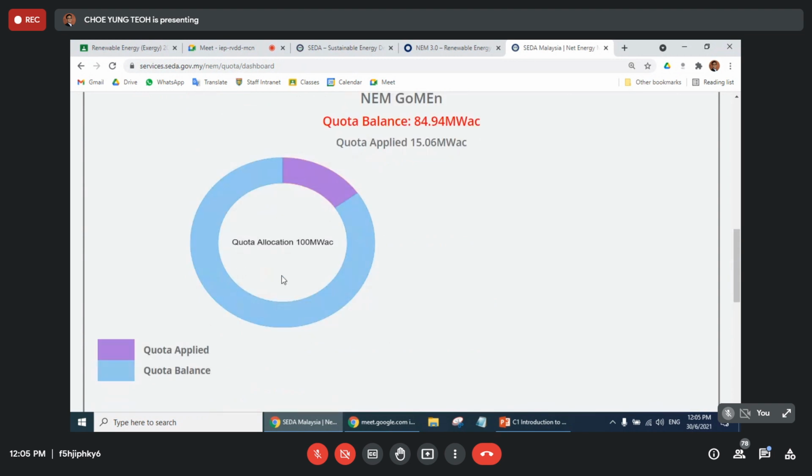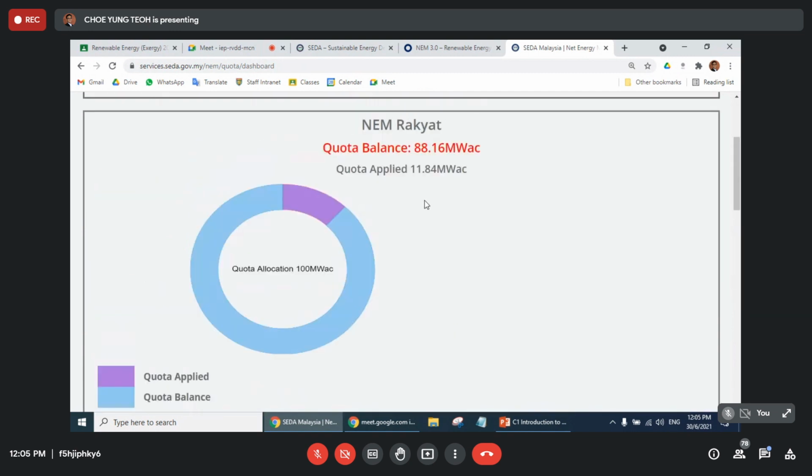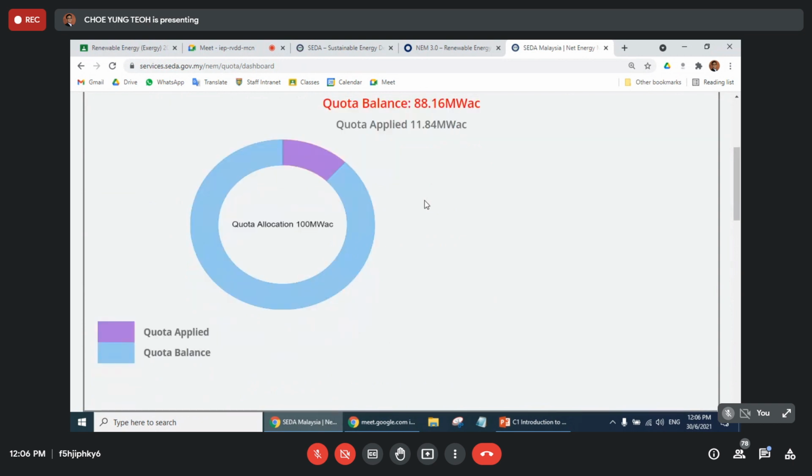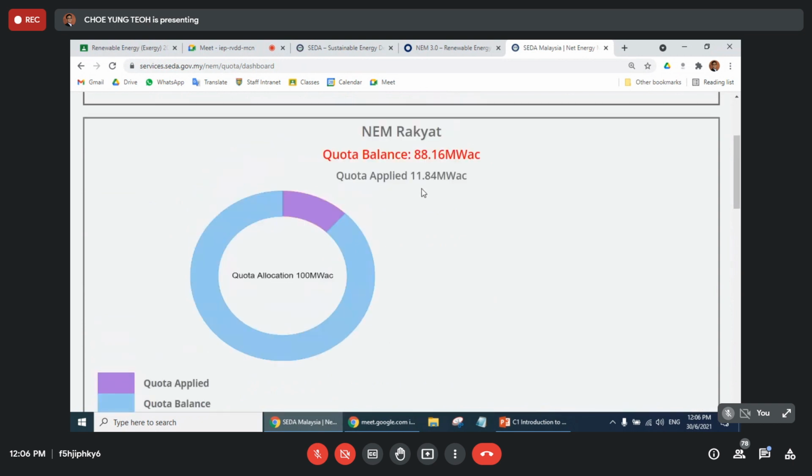Then this is government. Okay, government, I still have a lot. You see, quota balance still, I think, more than 80% left. Sorry, still 85% left. They gave a quota of 100 megawatt, only 15 megawatt is taken. So still 85 megawatt. And this is what we want to look at, Raya. Now level Raya is very poor. You can see that the balance is still 88 megawatt. It's not too attractive, maybe.